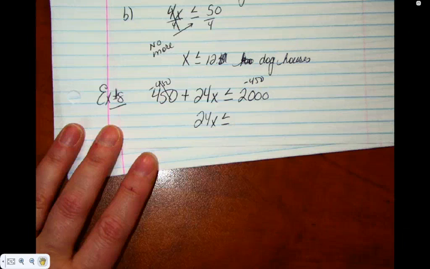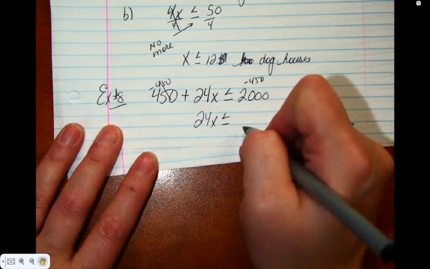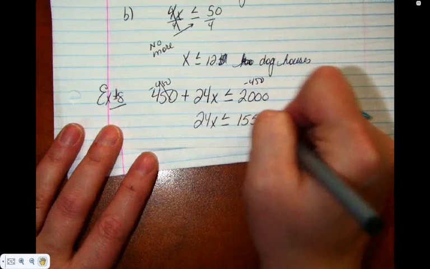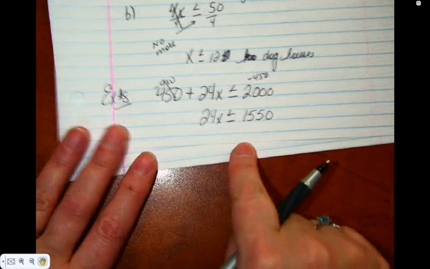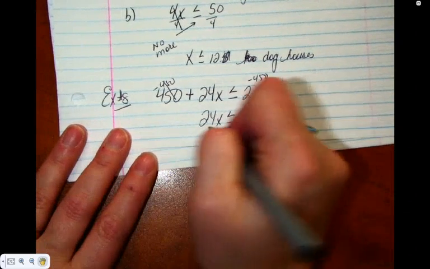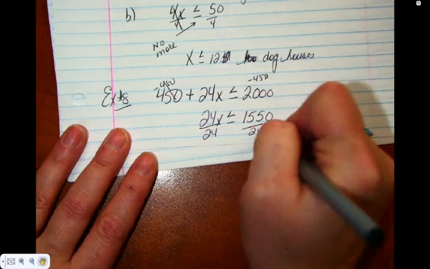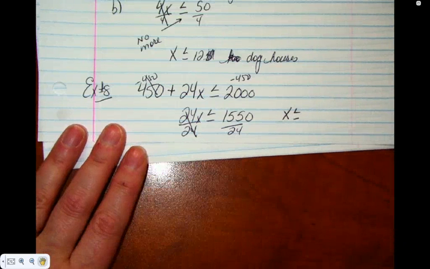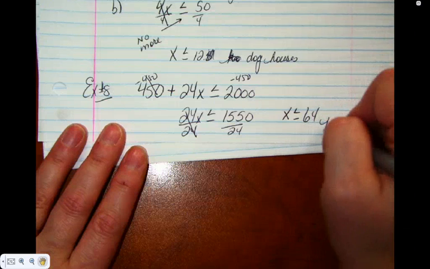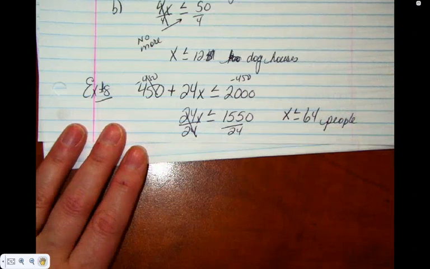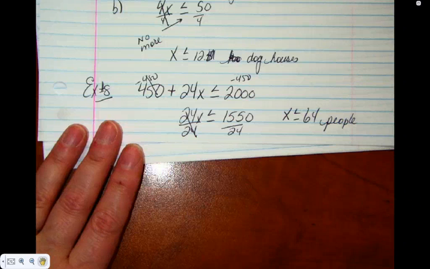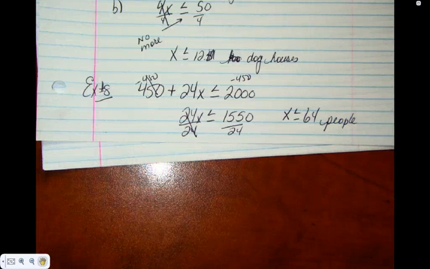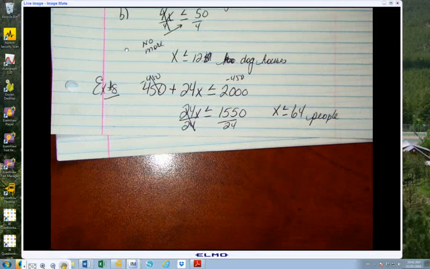1,550. Confirm 1,550? Yeah. Divide by 24. Someone do that, please. Flip or no flip? No flip. 64 people. Confirm 64? Yes. Well, if you could have half a person, then maybe.